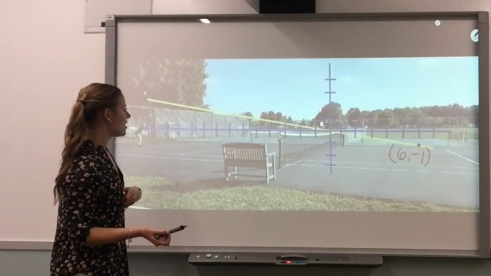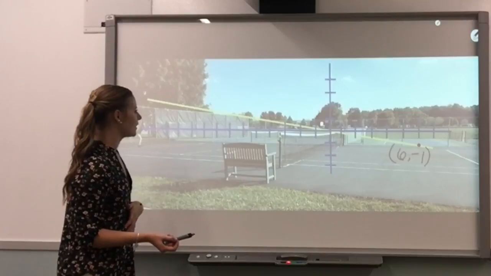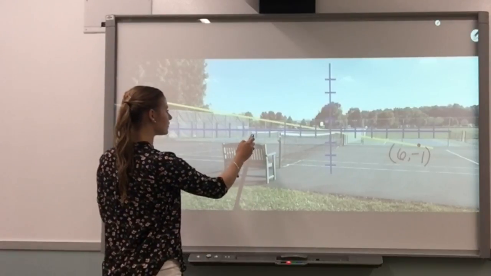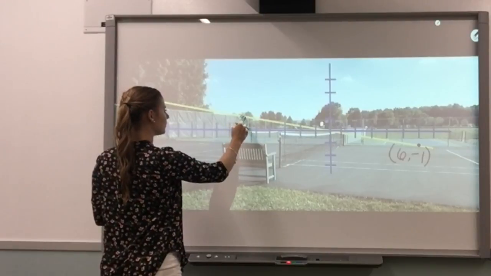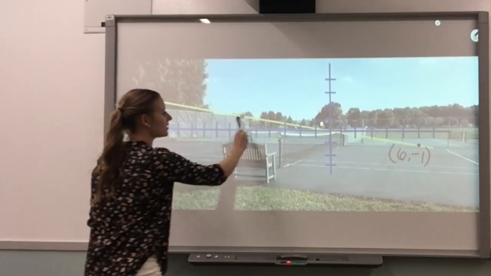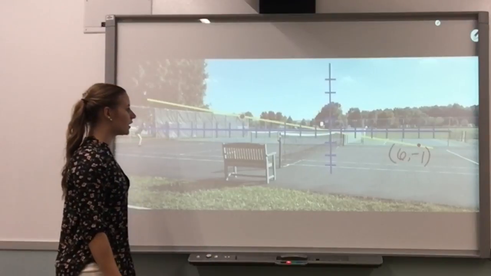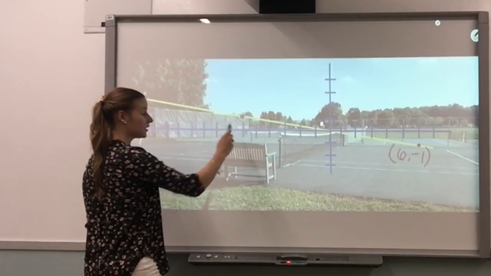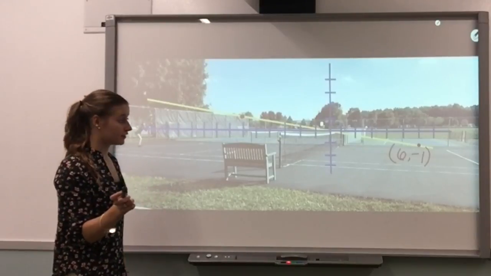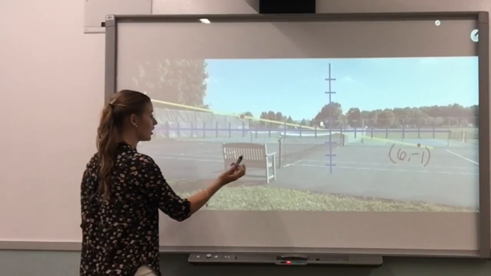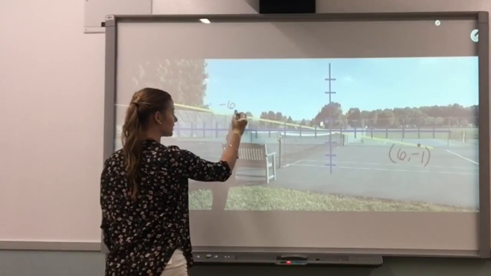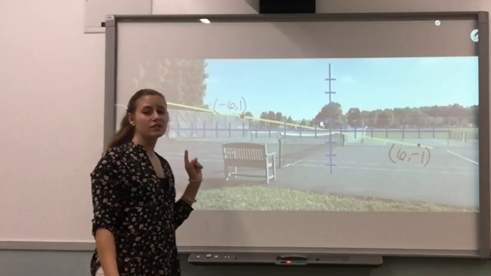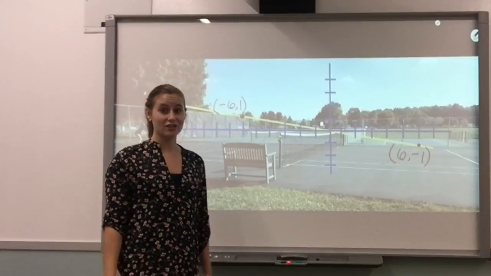This point lines up relatively well with our axes. So this point is 1, 2, 3, 4, 5, 6. But remember, it's -6 because we're going to the left. So this point is going to be (-6, 1). Now we need to use these points to try and find our slope.